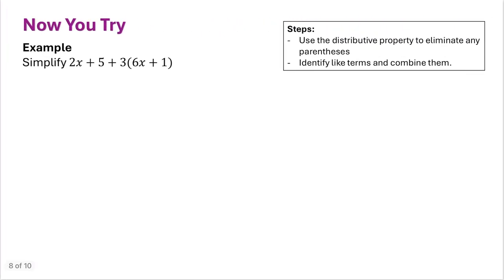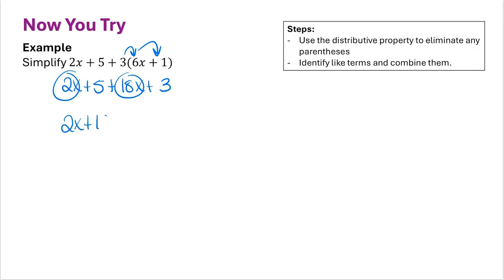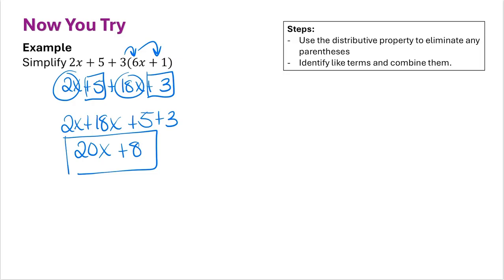Now you can go ahead and pause the video and try doing this example on your own. Here it wants us to simplify this expression. I always start off with the distributive property to get rid of that parentheses. So I have 2x plus 5 plus, and then 3 times 6x gives me 18x, plus 3 times 1 gives me 3. Now let's put together our like terms. I have 2x and 18x, and that's going to give me 20x. Then I have plus, and my 5 and 3 combine to give me 8. So 20x plus 8 is my fully simplified expression.